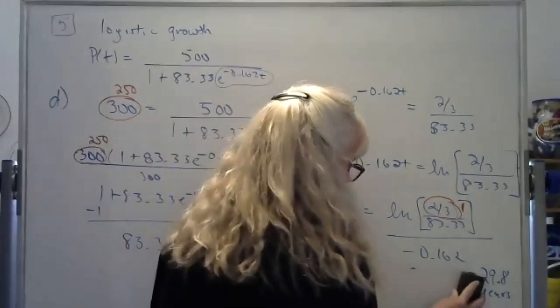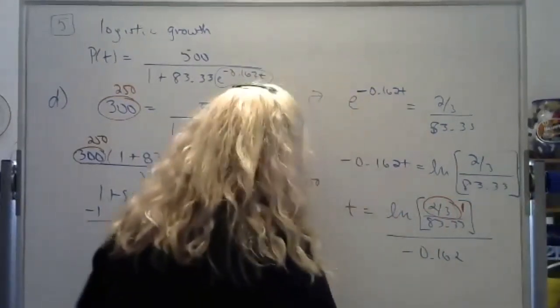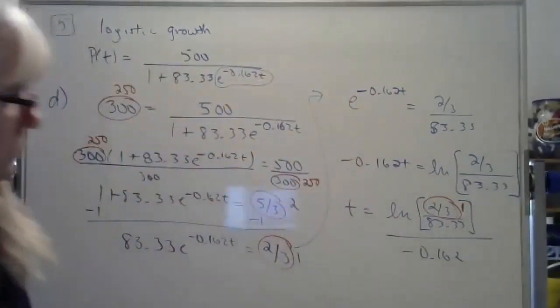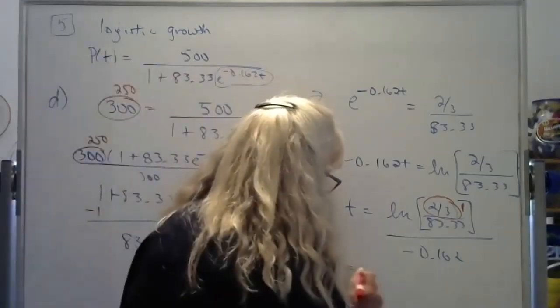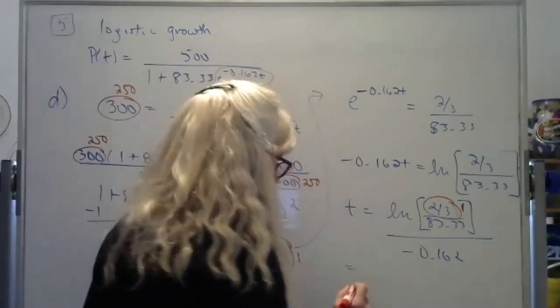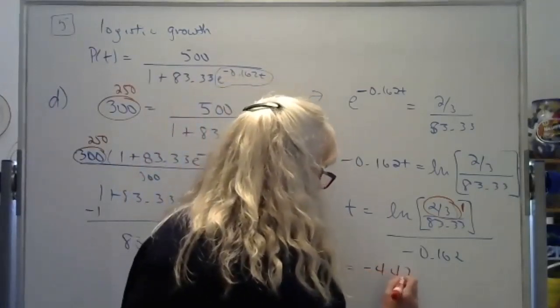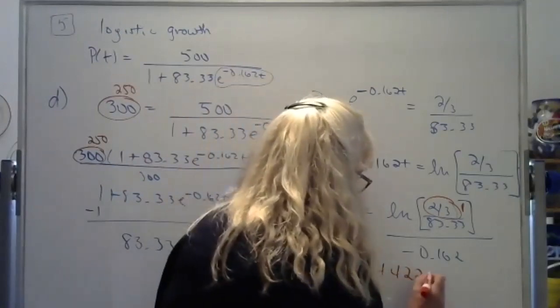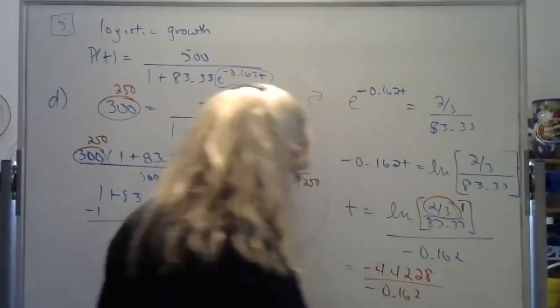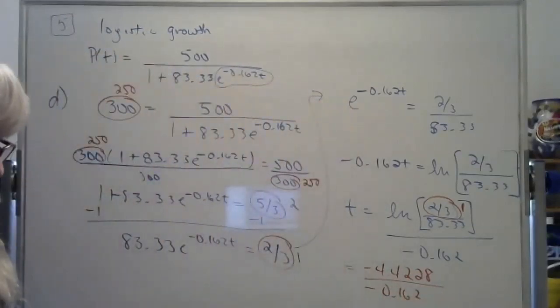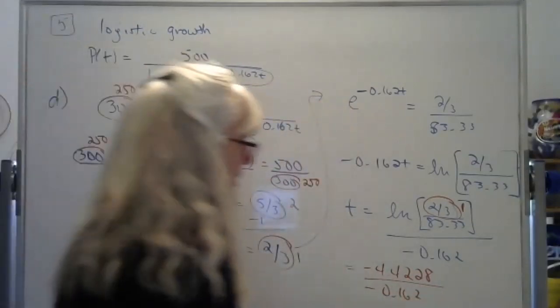So, much nicer problem. Log of 1 divided by 83.33. So very similar, right? The numerator comes out to be negative 4.4228 divided by that negative 0.162. And that gives me 27.3.